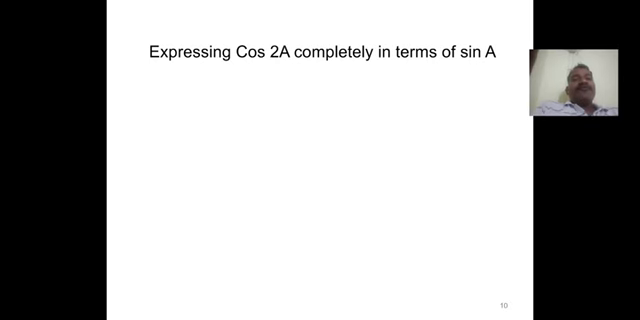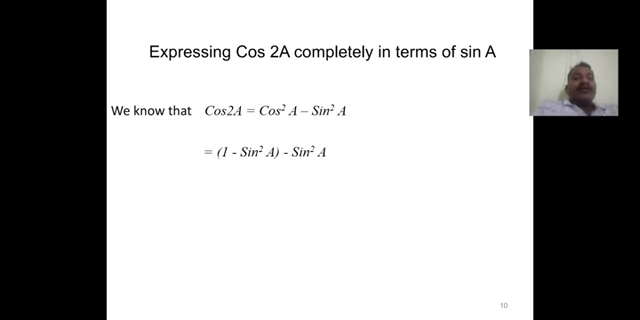Similarly, if you want to find the cos 2a formula in terms of sine, with the help of the previous one, cos 2a is cos square a minus sine square a. In this cos square a, if we replace it with 1 minus sine square a, then 1 minus sine square a minus sine square a is 1 minus 2 sine square a. So cos 2a is 1 minus 2 sine square a. So this is one of the formulas in terms of sine a.